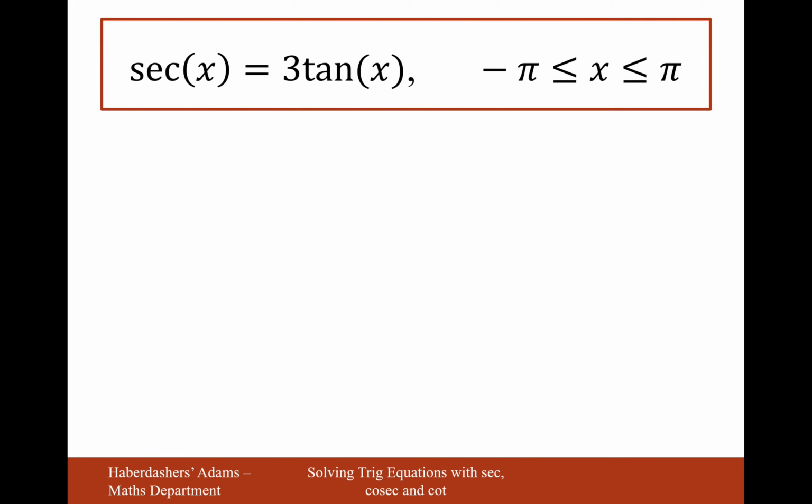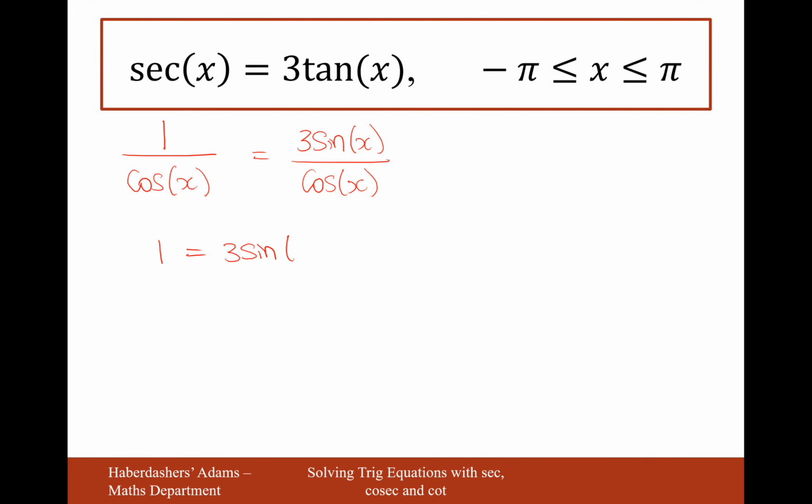Okay, and let's move on to the next one then. In the next one, I think I'll write everything out first of all as cos and sine. So 1 over cos equals 3 sine over cos. And in this case, I've got two fractions where cos is the denominator on both of them. And if the fractions are equal to each other, then it must be the case that the numerators are also equal to each other. Because if the denominators are equivalent, then the numerators must also be equivalent if the whole fractions are equivalent to each other. You could effectively say you're timesing by cos here on both sides as well.